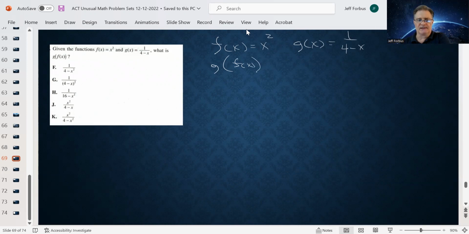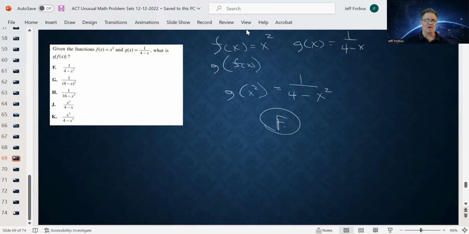All right, so it's going to look like this. g of x squared is equal to 1 over 4 minus x squared. Now, do you see what we did? That was a very simple one. But so many people seem to struggle with this, and I just don't understand why. But that's okay. Function notation can be a little confusing from time to time. So the answer is answer choice F. All right, let's move on.